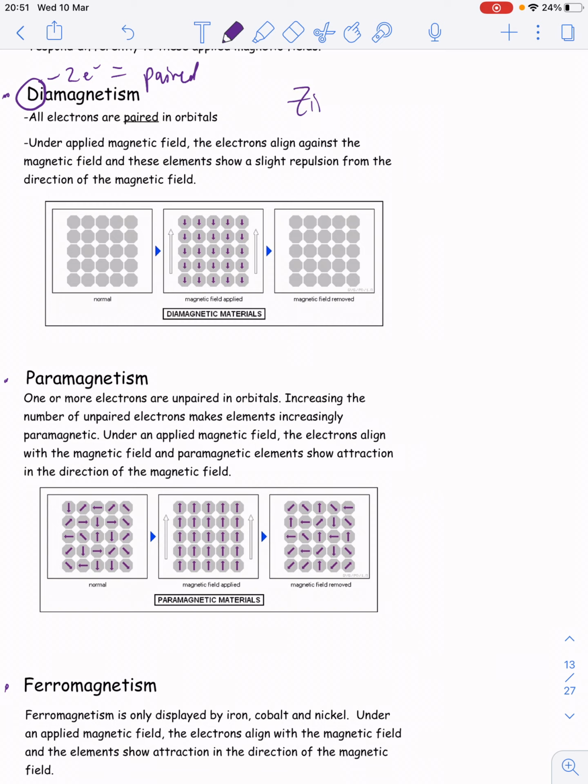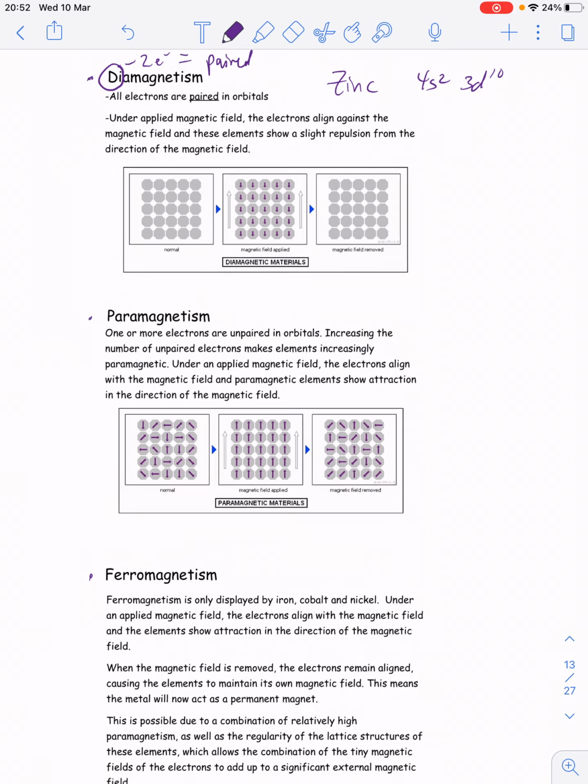So if a metal has all of its electrons paired, an example is zinc. It's 4s2 and 3d10. So all of the electrons in zinc are paired. So zinc is a diamagnetic element. Now I know it's not a transition element, but it's just a good example. Diamagnetic elements are not really magnetic in the traditional sense. They are actually slightly repelled by magnetic fields. So they're not attracted to magnetic fields, they're actually slightly repelled by magnetic fields.